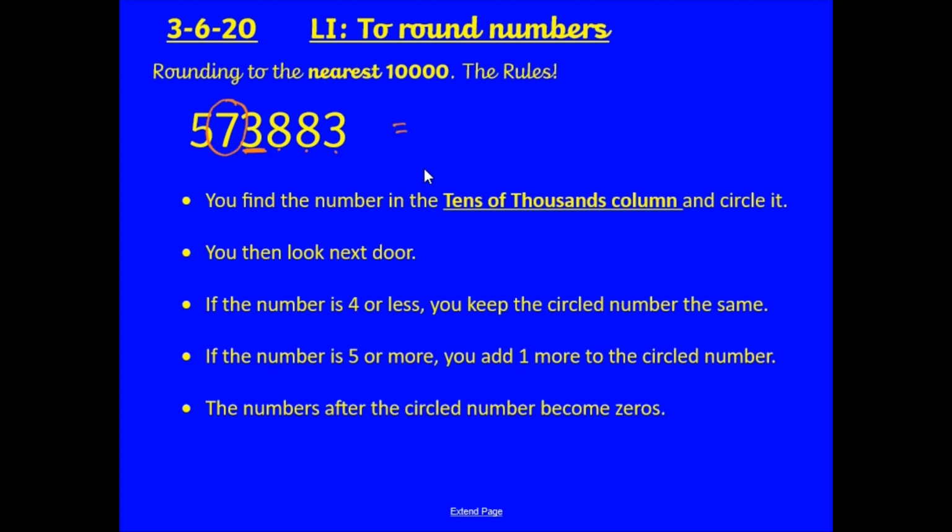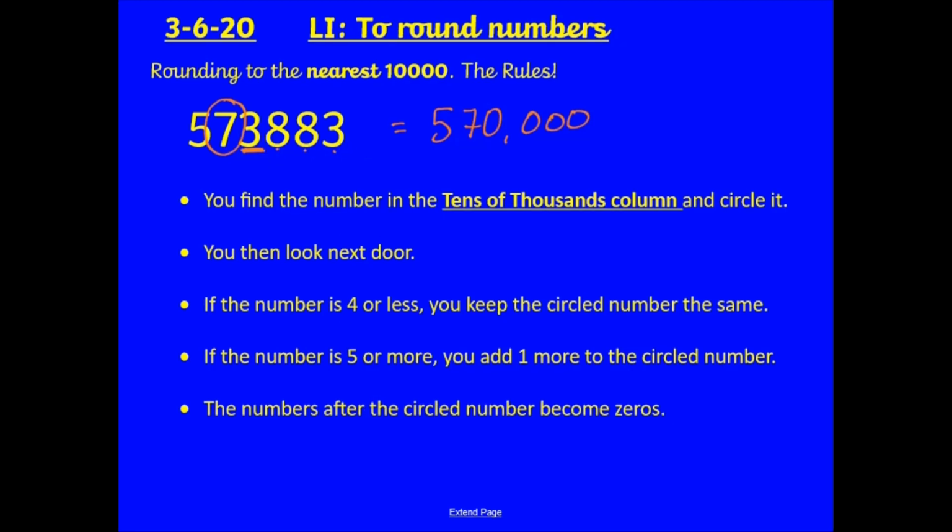So therefore, this number, which is 573,883, rounded to the nearest 10,000, is going to be 570,000. Because it's a 3, this number is not going to change, and these will all just become 0. Again, this number is closer to 570,000 than it is to 580,000.